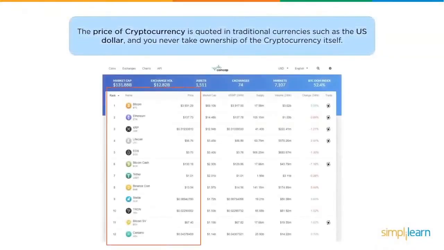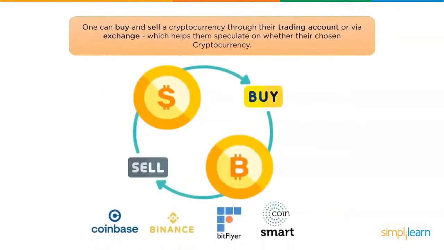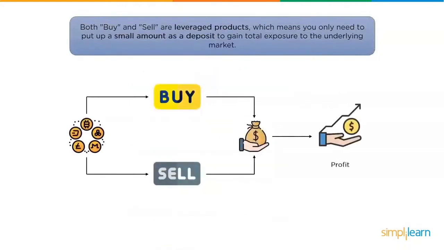The price of cryptocurrency is quoted in traditional currencies such as the US dollar, and you never take ownership of the cryptocurrency itself. One can buy and sell a cryptocurrency through their trading account or via exchange, which helps them speculate on whether the chosen cryptocurrency will rise or fall in value. Both buy and sell are leveraged products, which means you only need to put up a small amount as a deposit, known as margin, to gain total exposure to the underlying market. Your profit or loss is majorly calculated based on the total size of your position. So leverage can affect your profits as well as your losses if the market moves against you.